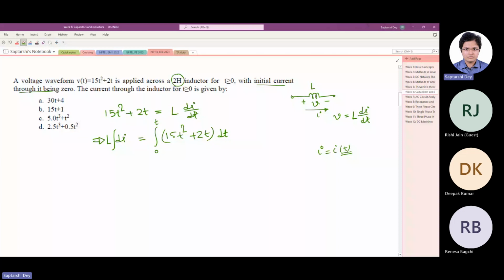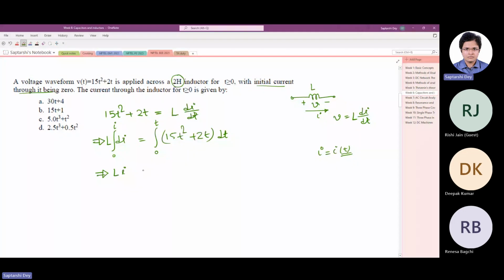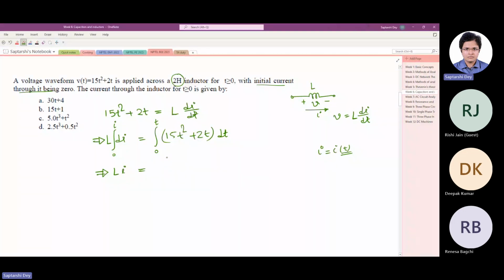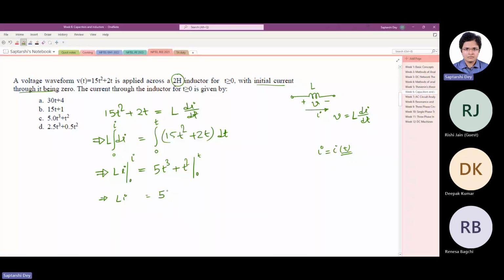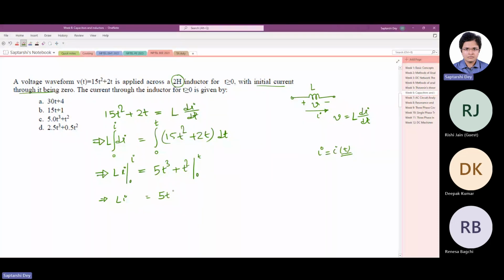Again, since we are trying to find the general current expression, the limits are 0 to i. Whenever you are putting limits in integration, be very careful. Now what we get is L i equals, integrating this, 15t cubed by 3, so 5t cubed, plus 2t squared by 2, that is t squared, from 0 to t. I should actually write here 0 to i.